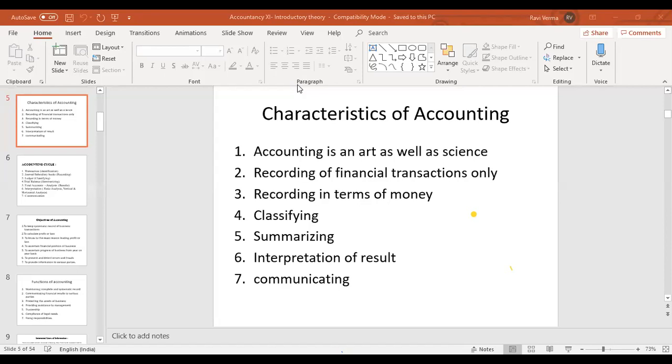So based on the nature, we are going to divide all the transactions that have taken place during the year, and that we do in the ledger. So that is called classification. That means grouping of financial transactions already recorded in the journal based on their nature. So that is classification. Next is summarizing.